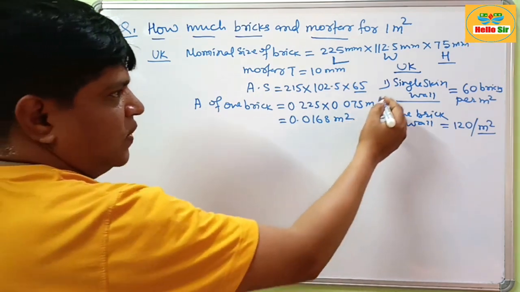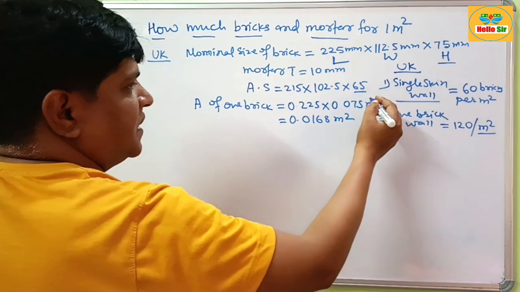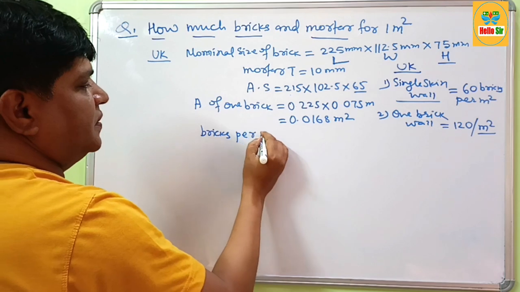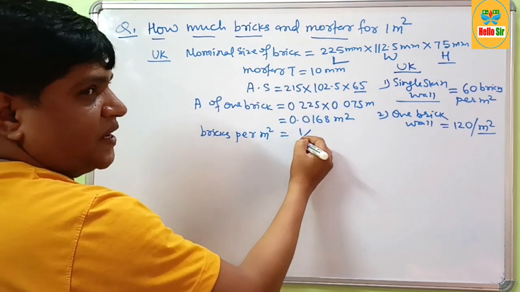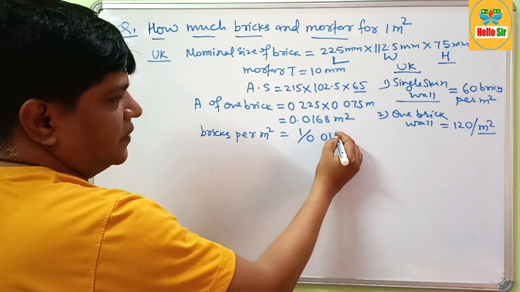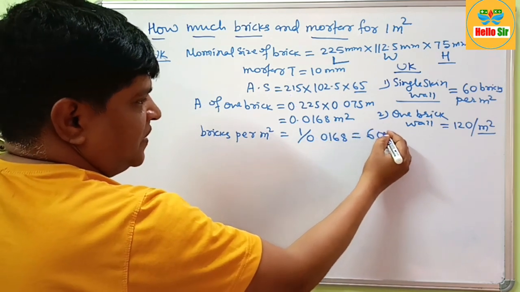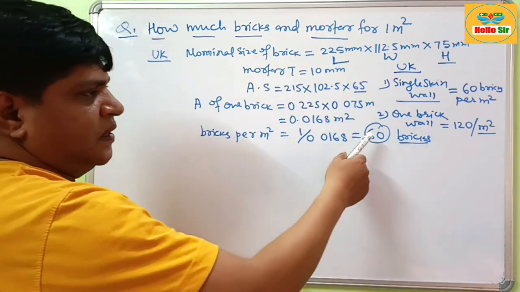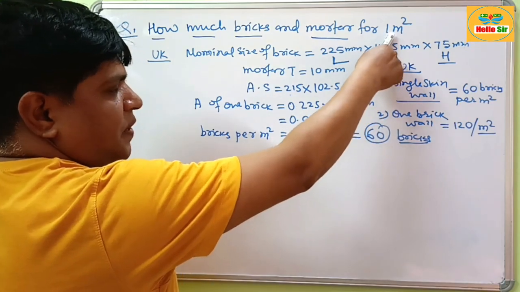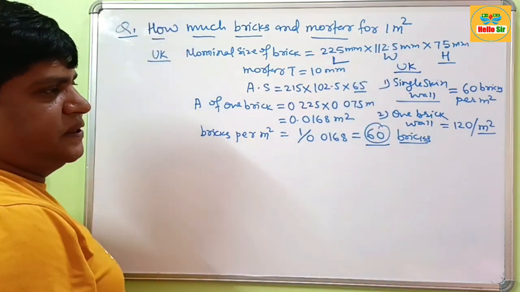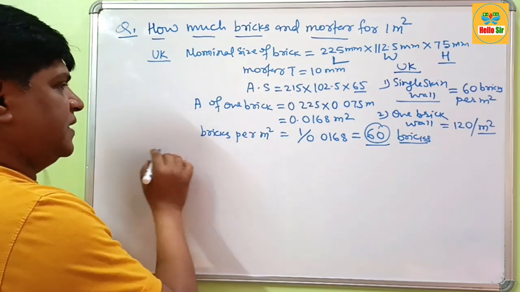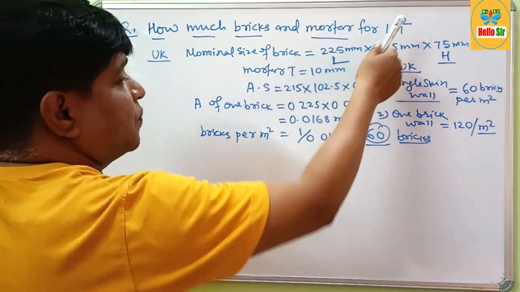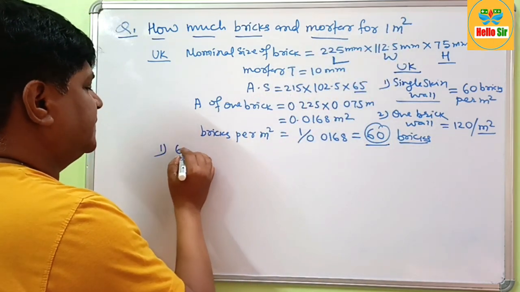This will come to 0.0168 square meters. And if you want to calculate the number of bricks for a single skin wall per square meter, then 1 square meter is divided by this one, 0.0168, and this will come to approximately 60 bricks. By this means, you know the number of bricks per square meter of brick wall: about 60 bricks.